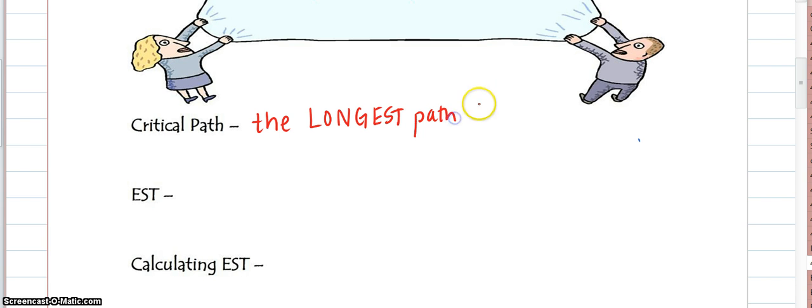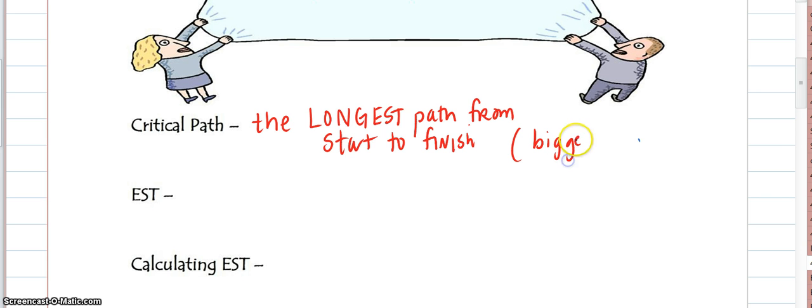Believe it or not, it is, let me get that written down for you, from start to finish. The critical path is going to be the biggest number out of all of the paths, because remember, you cannot finish the entire project until the slowest person finishes their portion of the work.